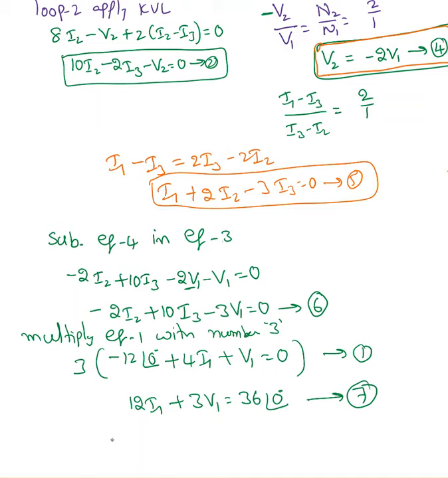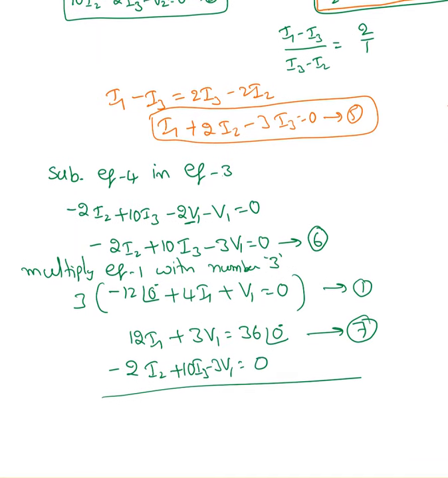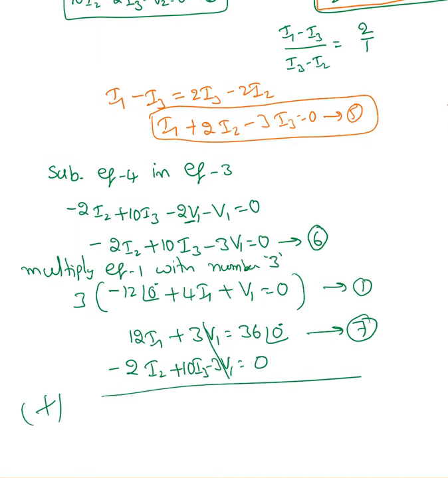I have minus 2I2 plus 10I3 minus 3V1 equal to 0. Now I'm going to add these two equations, so V1 gets cancelled out. So 12I1 minus 2I2 plus 10I3 equal to 36 at an angle of 0. This is my equation 8. Now I'm going to play with equation 8 and equation 5. Our main goal is finding I3, so it's up to you.